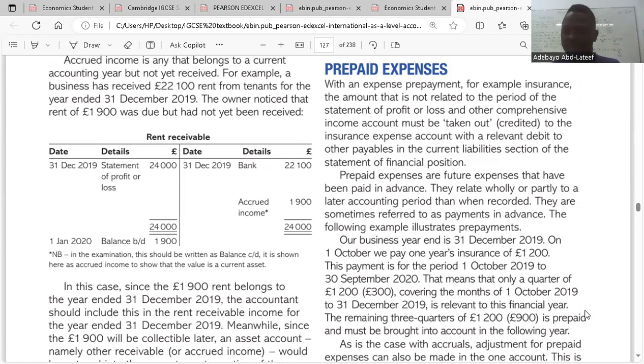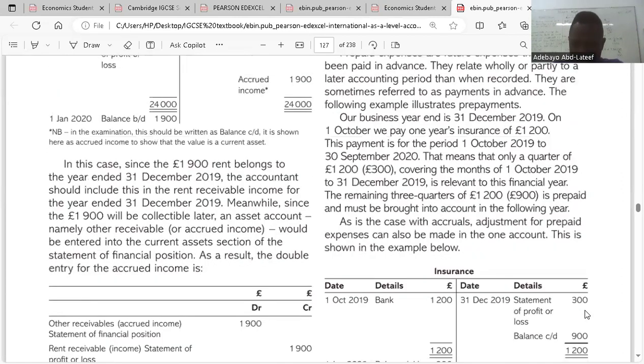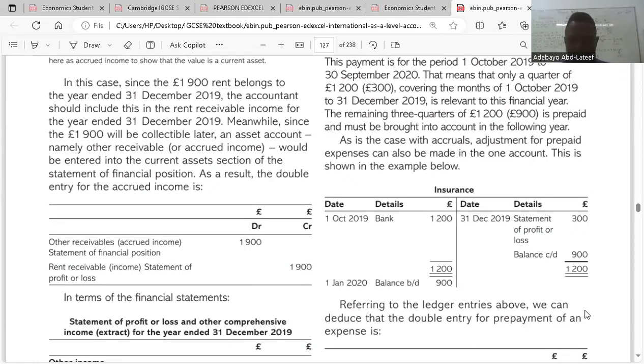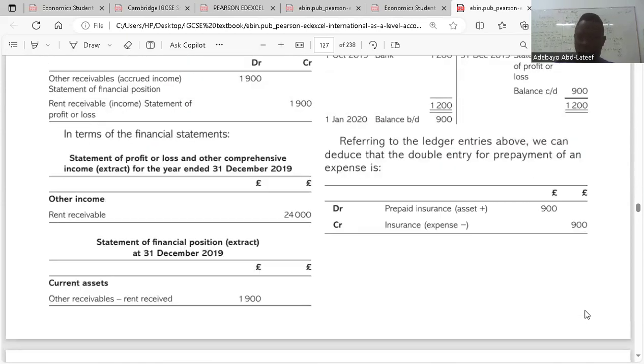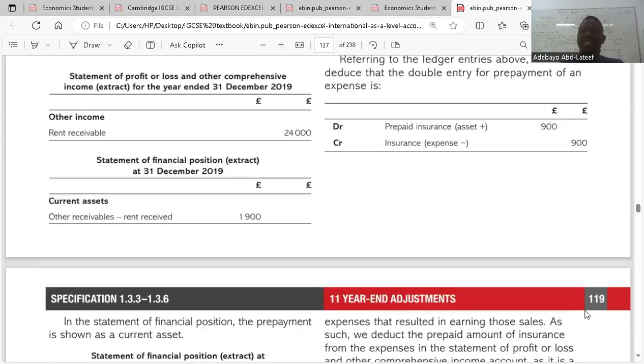So how do we prepare these advance payments? For prepaid expenses, like the insurance account here, the statement of profit or loss will have the figure that we have paid for that year, and in the statement of financial position, we have the difference as current assets, other receivable, for the amount that is due that we have not yet used. So that is the difference between prepaid expenses and prepaid income. Prepaid expenses will have current assets. Prepaid income will have current liabilities, because prepaid expenses means we have made an advance payment, so the supplier is owing us.